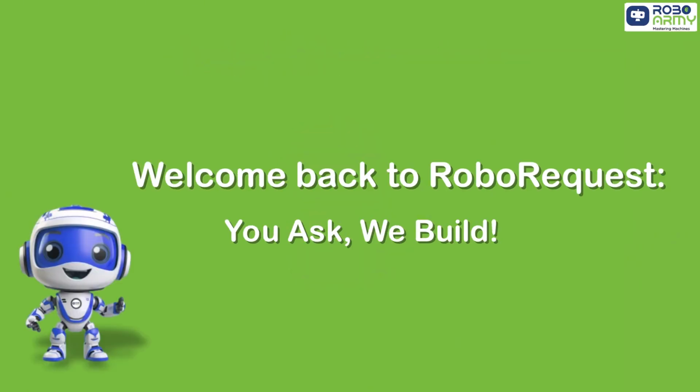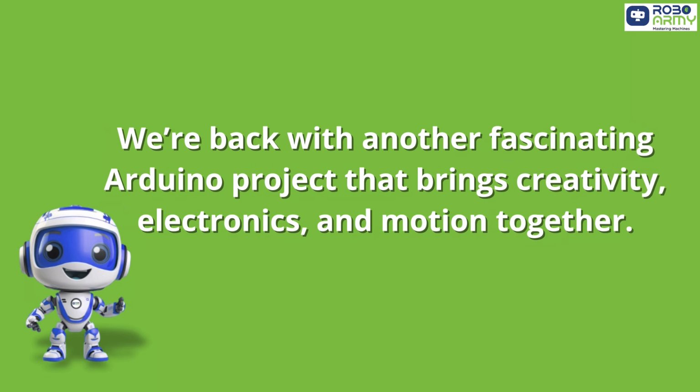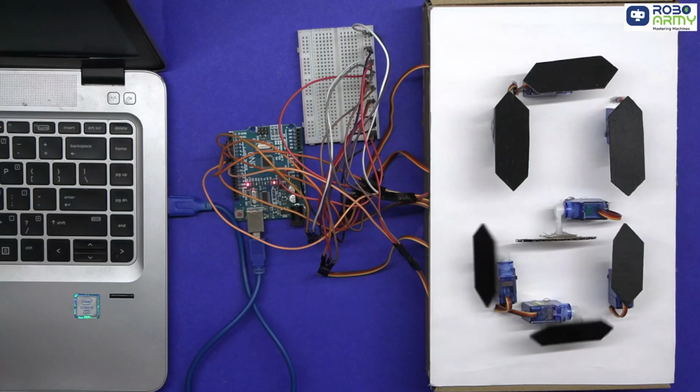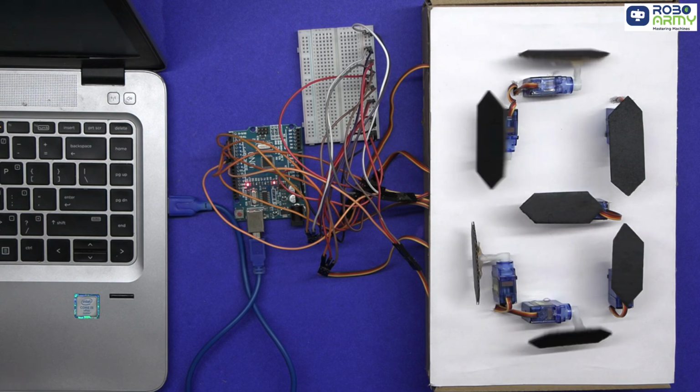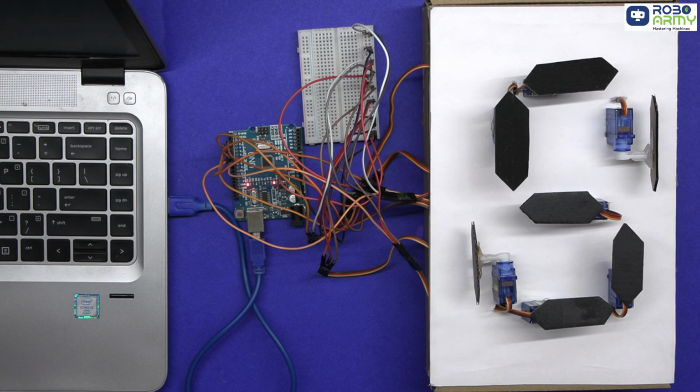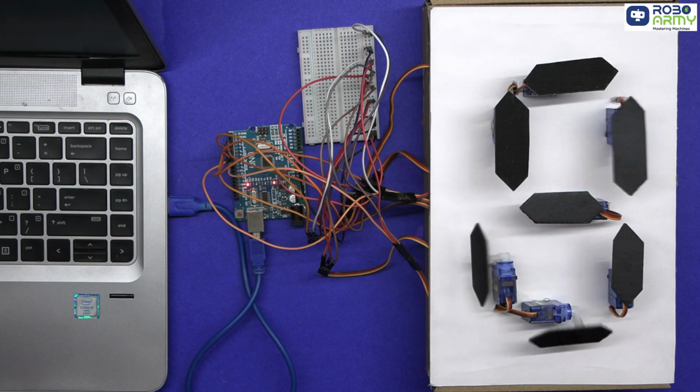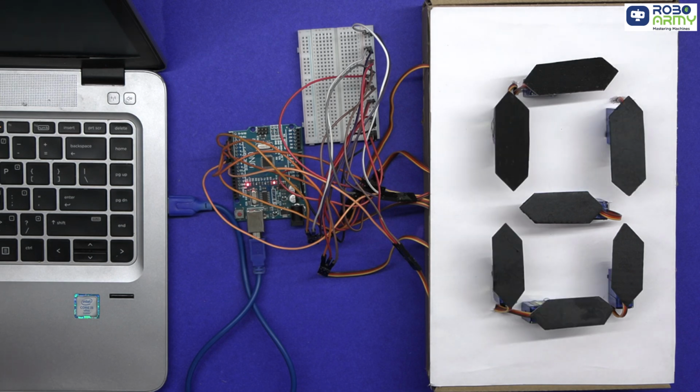You ask, we build. We are back with another fascinating Arduino project that brings creativity, electronics and motion together. Now this time we have built something really exciting, a 7-segment display using servo motors. Yes, instead of regular LEDs, we are using 7 servo motors to display digits from 0 to 9 mechanically.